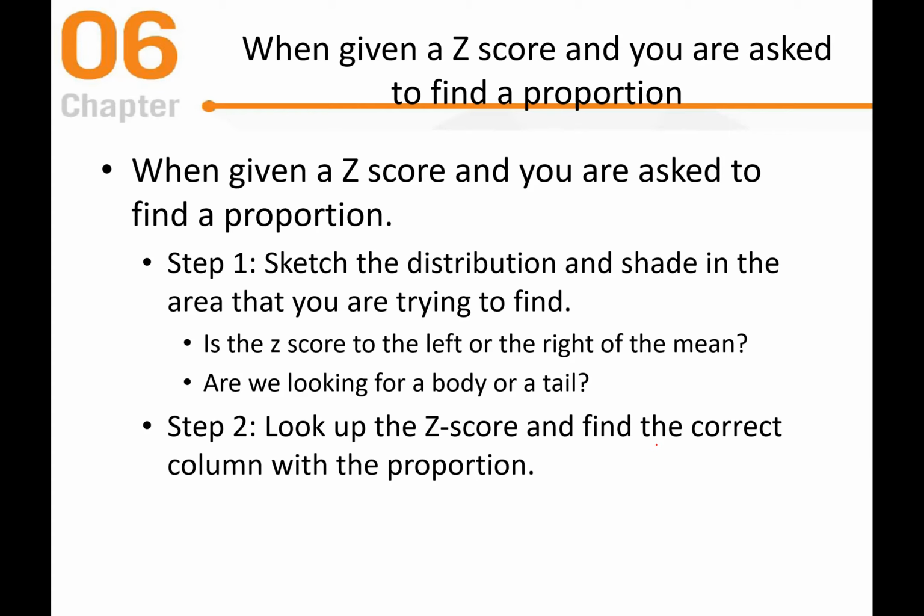Your first step, and this is going to be the first step for all of these, is to sketch the distribution. You're going to draw a distribution and shade in the area that you are trying to find. You're going to ask yourself two questions for this particular kind of question. Is the z-score to the left or to the right of the mean? And second, are we looking for a body or a tail? Step 2 is to look up the z-score and find the correct column with the proportion. So those are the two steps.